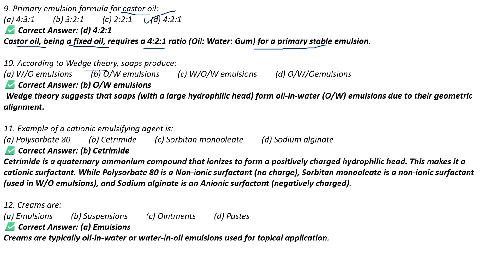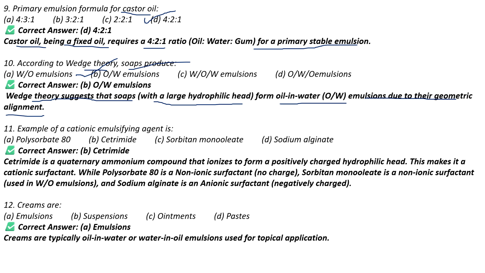According to the wedge theory, soaps produce, options are water in oil emulsions, oil in water emulsions, water in water emulsions, oil in water in oil emulsions. So wedge theory suggests that soaps with a large hydrophilic head form oil in water emulsion due to their geometric alignment. So we can say, according to wedge theory, soaps produce oil in water emulsion, that is option B. Moving on to the next question.